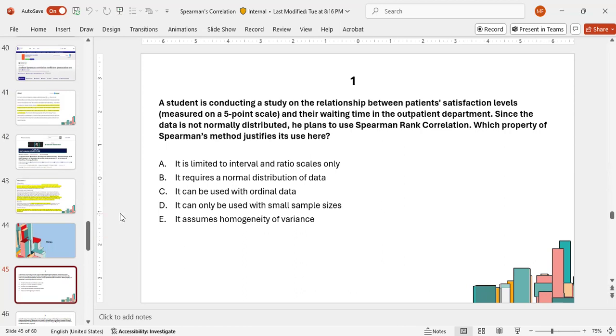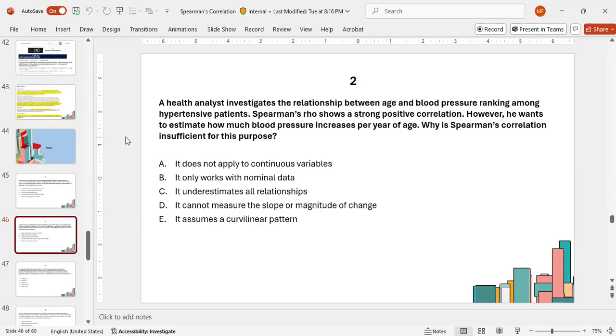C. Yes, the correct answer is Charlie. It can be used with ordinal data. A health analyst investigates the relationship between age and blood pressure ranking among hypertensive patients. Spearman's rho shows a strong positive correlation. However, he wants to estimate how much blood pressure increases per year of age. Why is Spearman's correlation insufficient for this purpose?